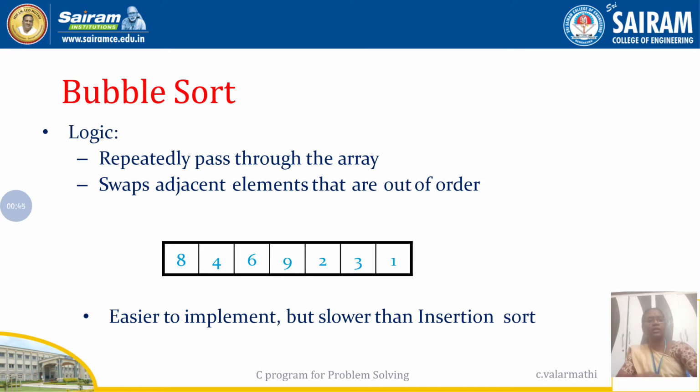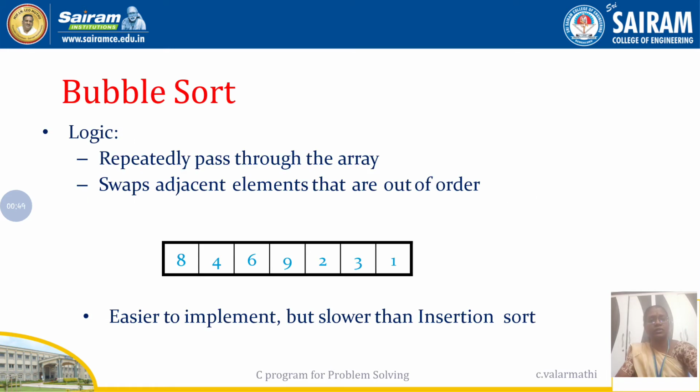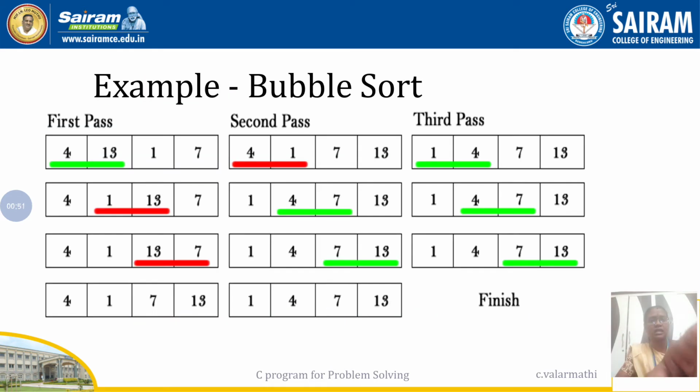Now I will come to the logic of bubble sort. This is my example: 4, 13, 1, 7. I have taken 4 elements. In the first pass, the first element is compared with the second element. 4 is less than 13, so no swapping is required.